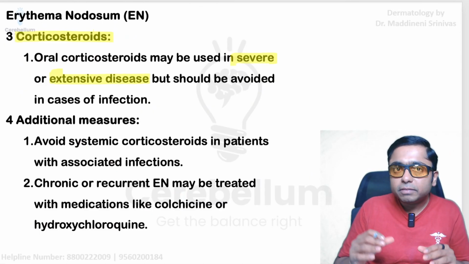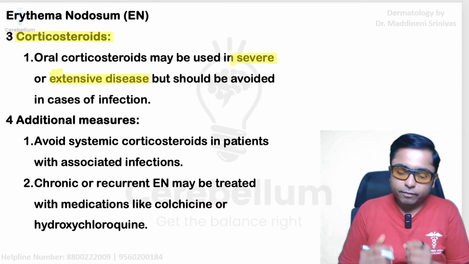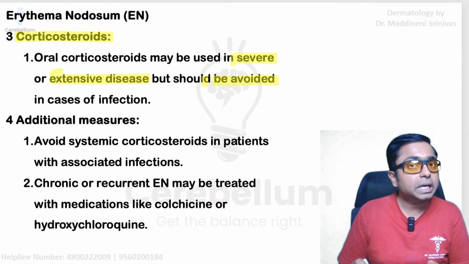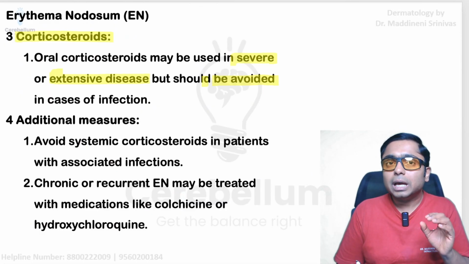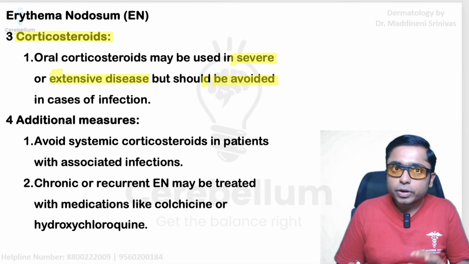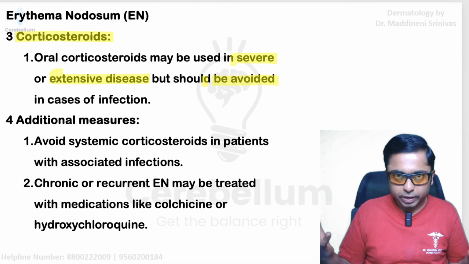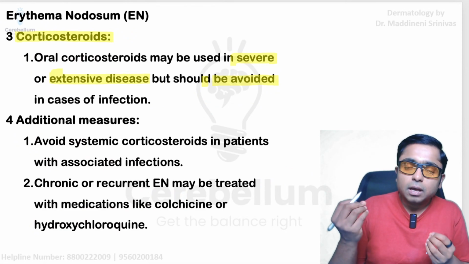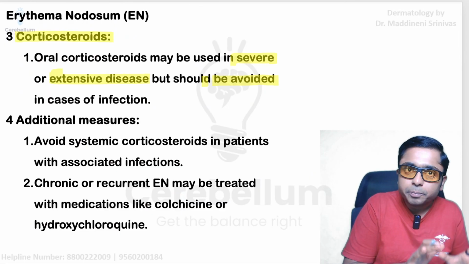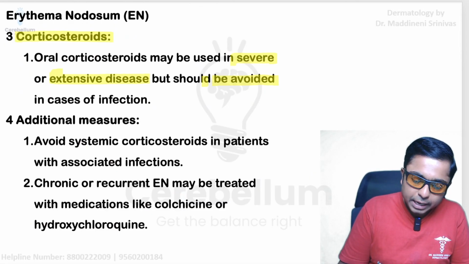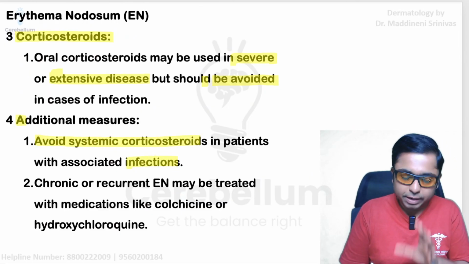But remember, if the cause is any underlying infection, then this should be avoided, because corticosteroids are going to reduce the immunity, so there is going to be even more proliferation of the infectious agent. So we should always identify the cause, and only then jump into the treatment part. Next, avoid systemic corticosteroids in patients with infection. This is very, very important.